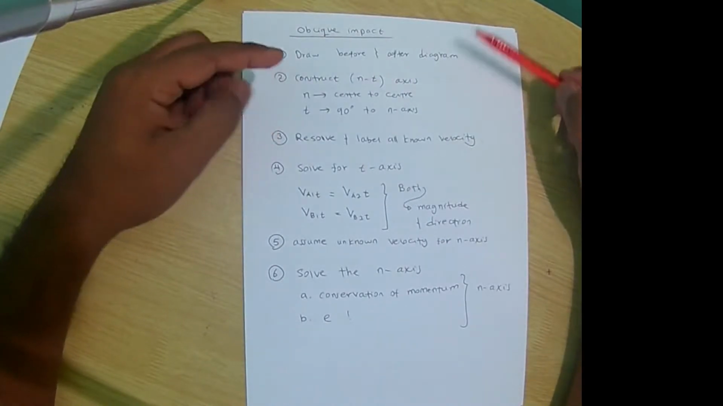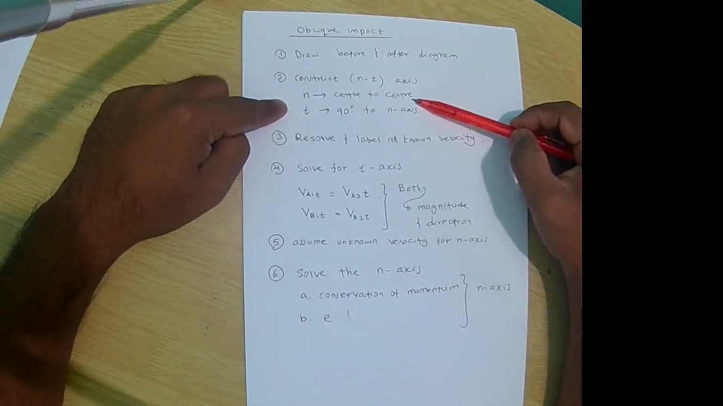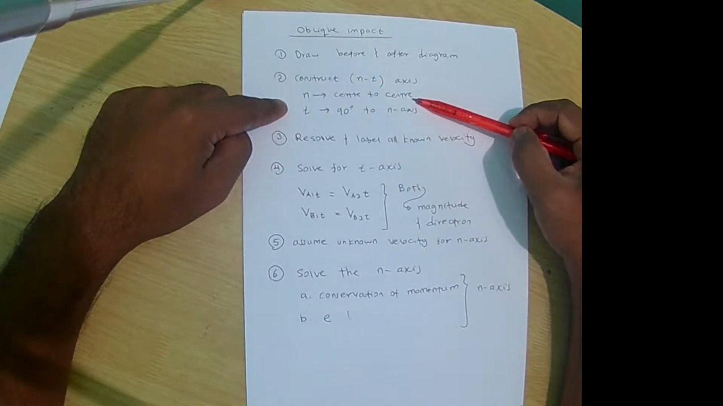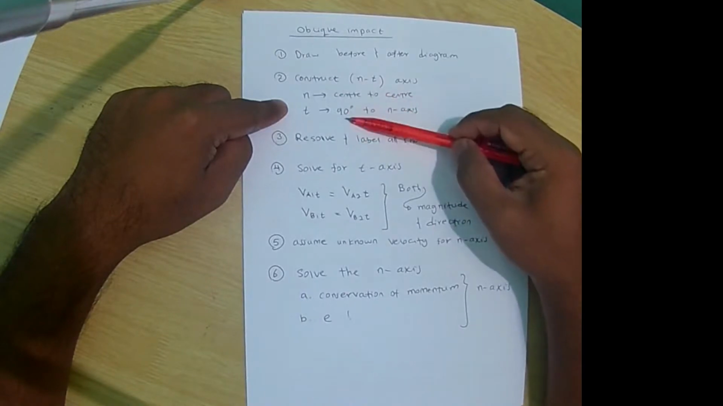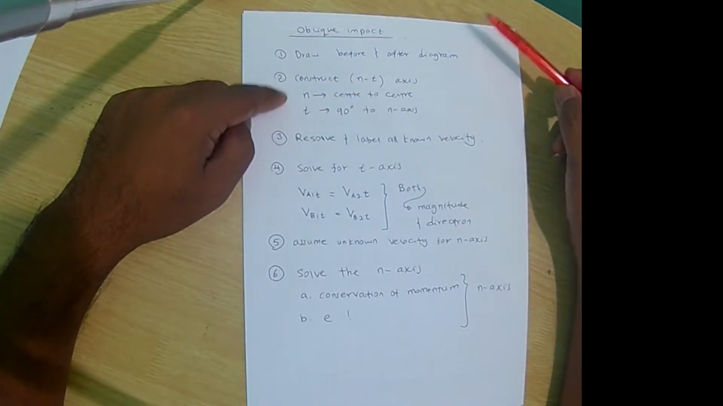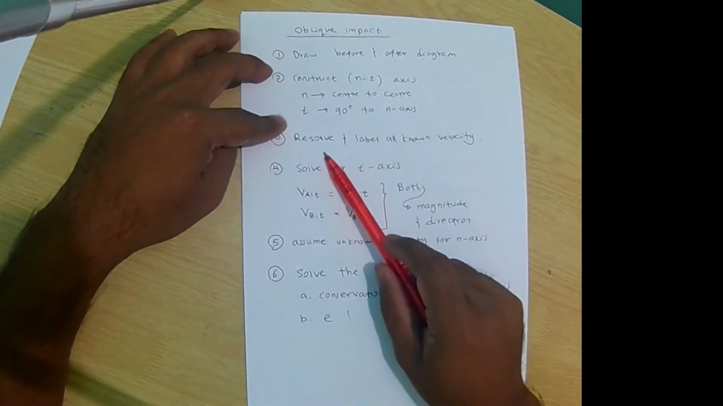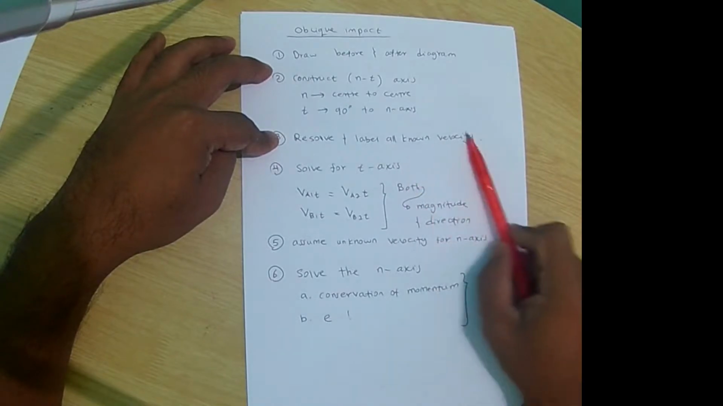So we have to construct this n-t axis. The n-axis, as we say, it is from center to center, and then the t-axis is always 90 degree to the first one. Okay, 90 degree to the n-axis. Okay, so now we have the n-t axis. So you have to resolve and label all known velocity.